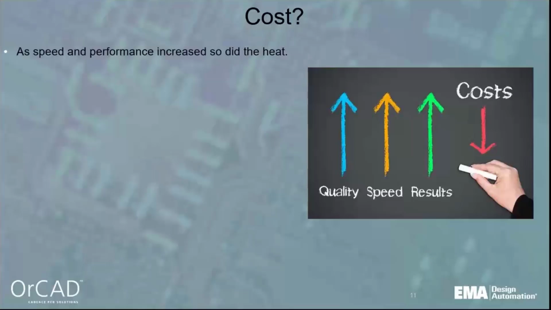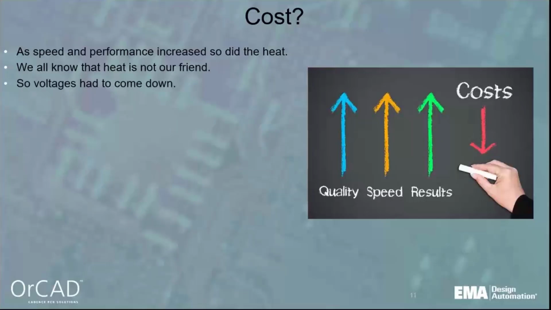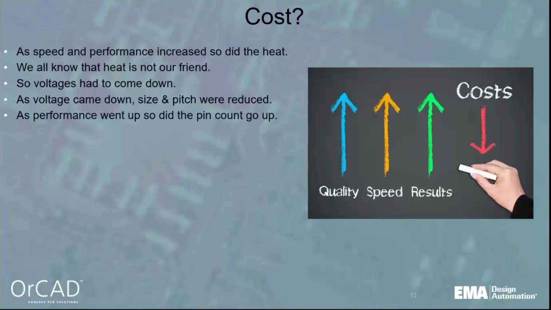And the cost, of course, as speed and performance increase, you're also going to find heat issues. And we all know that heat is not our friend on printed circuit boards. So voltages are going to have to come down to reduce the heat. And as the voltages come down, size and pitch are going to be reduced. So you can see that you're going to be getting a lot more components on the board when putting it onto HDI technology. So we want to try to reduce all that.